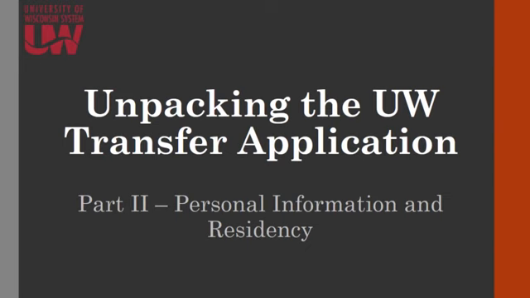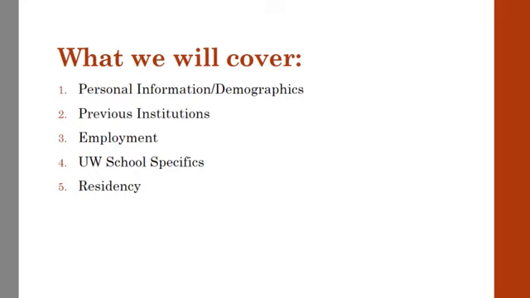In part 2 of this series, we will be completing the bulk of the application, including personal, tax, and residency information. We will cover filling in personal information, coursework and information from previous post-secondary institutions, employment and tax information, and specifically questions regarding the UW school that you're applying to and Wisconsin residency information.